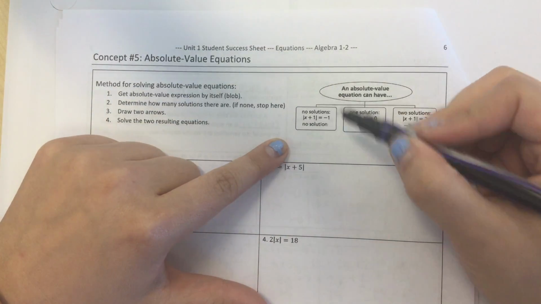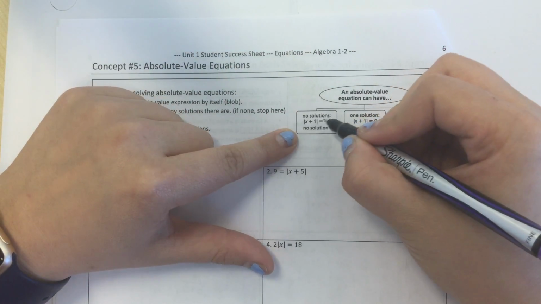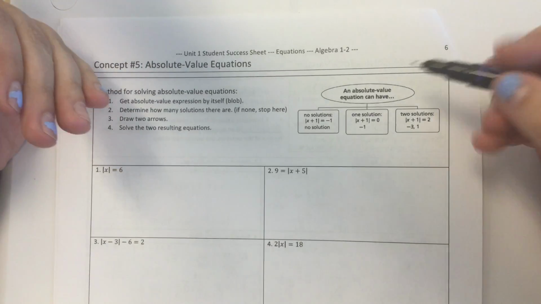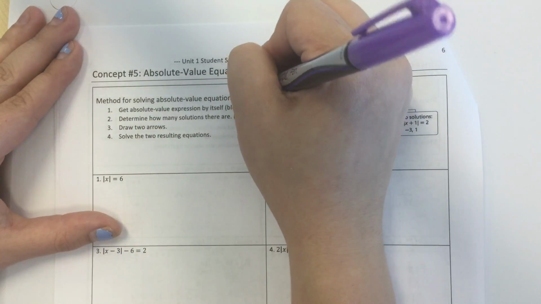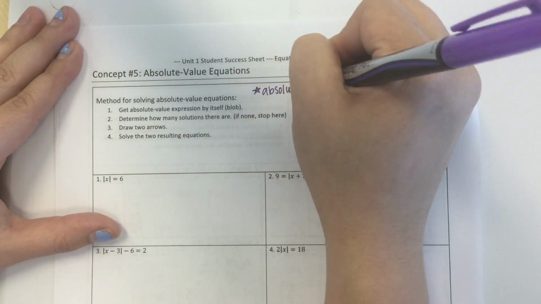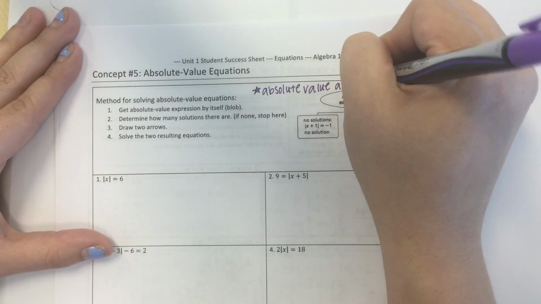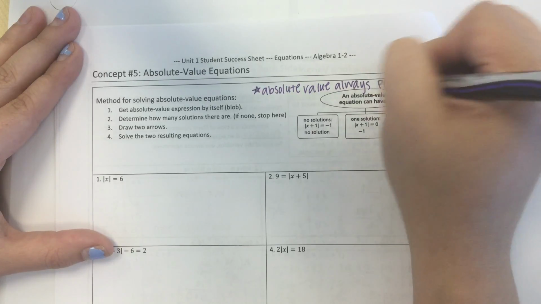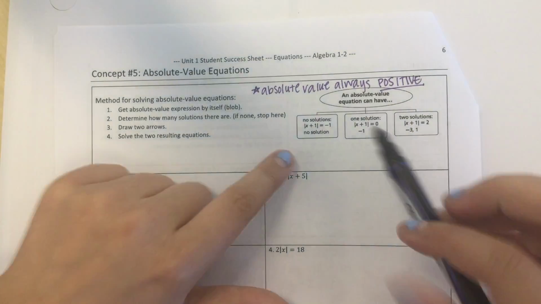Whenever there is a no solution situation, it's when you have the absolute value equals a negative number. And we know that can never happen because absolute value is always positive. So we're going to write that up here. I'm writing in pen, so it's really important: absolute value is always positive. I'm going to write that in big capital letters. Always positive.